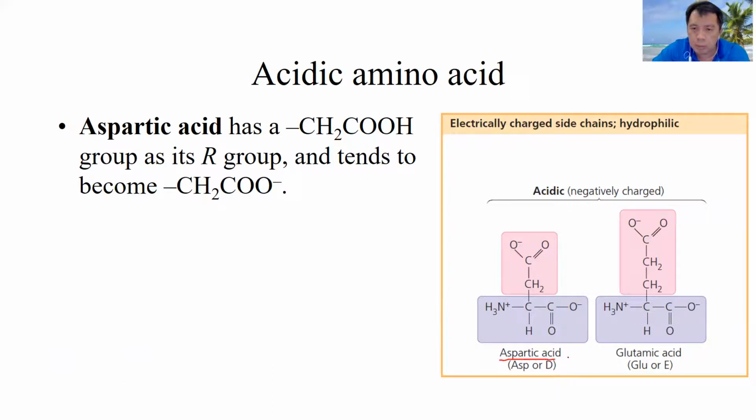So for the acidic amino acids, we have two amino acids: aspartic acid and glutamic acid. Sometimes we also call aspartic acid, when it is in charged form, aspartate. This one is glutamate. So they show the negative charge on the COO minus. So these are acidic amino acids.